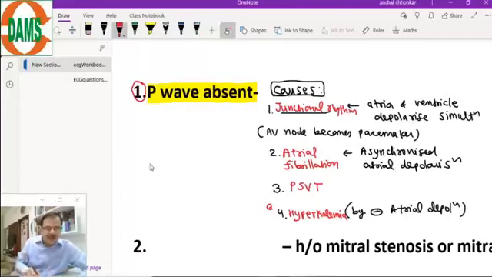So coming to the number 2 abnormality of the P wave. What will happen to atrial repolarization in the junctional rhythm? They will be hidden by the ventricle repolarization.